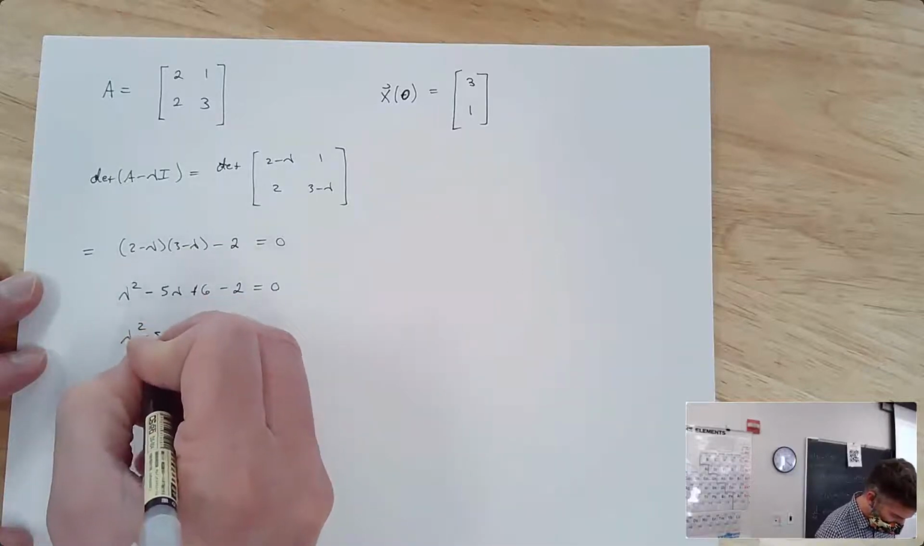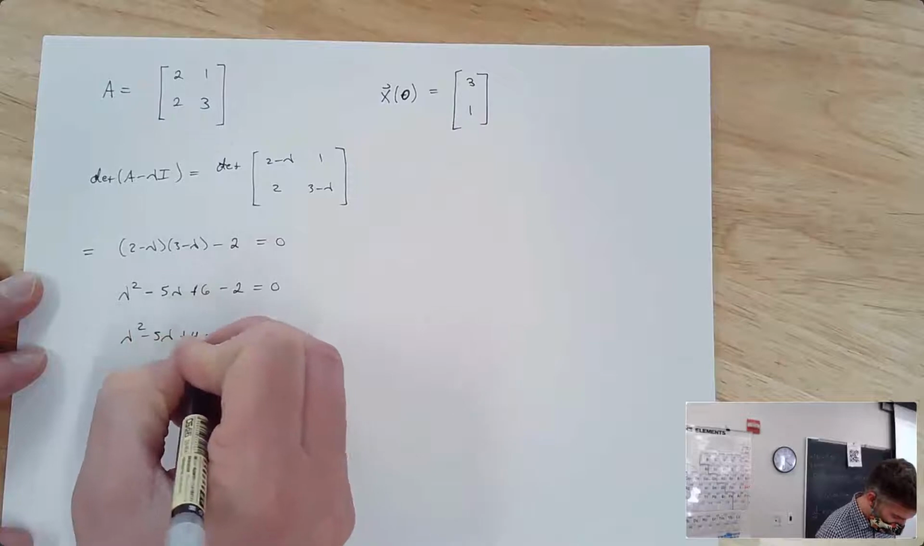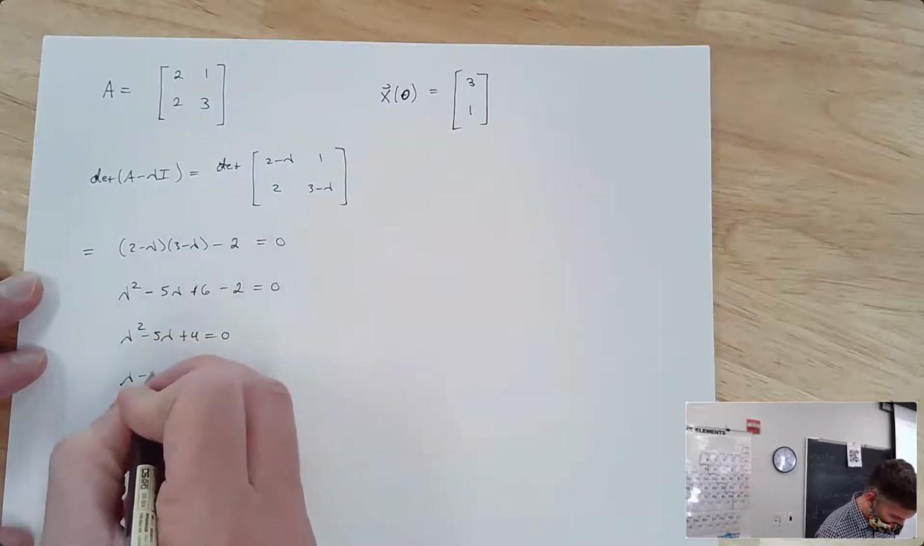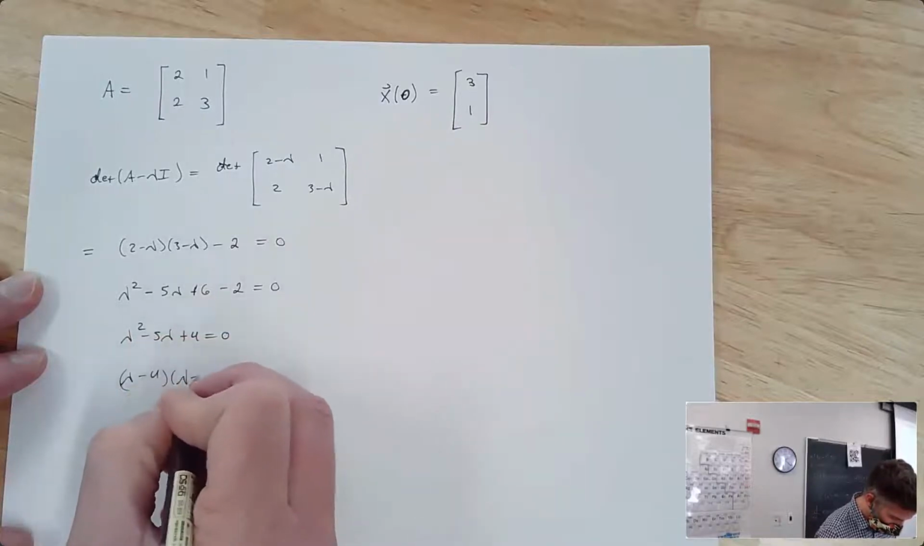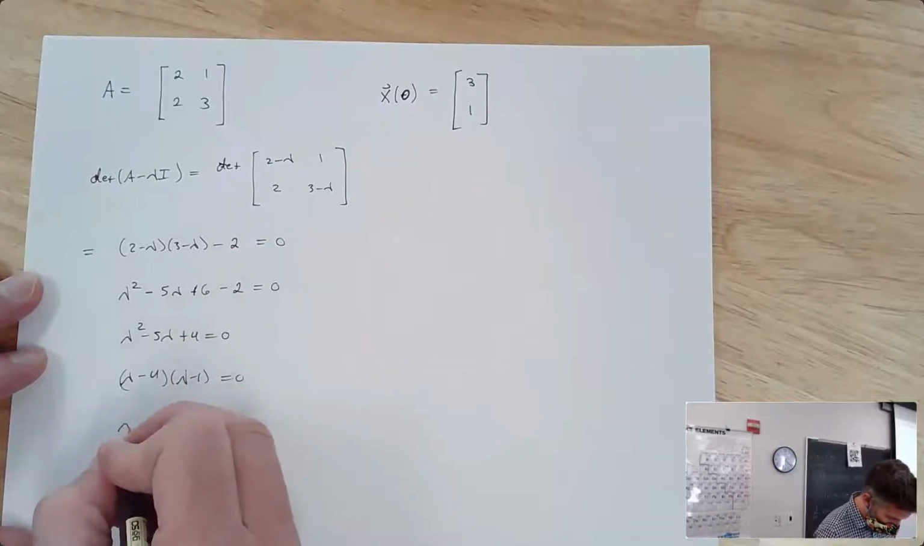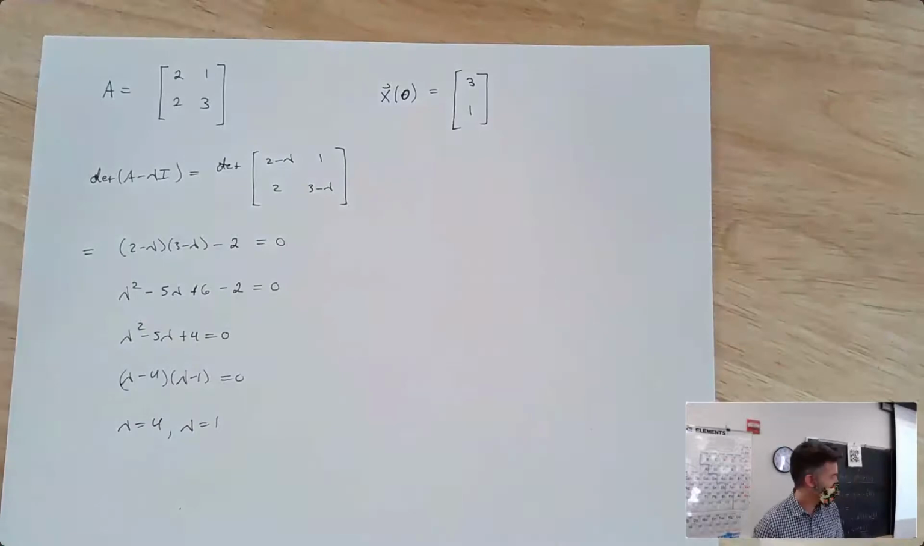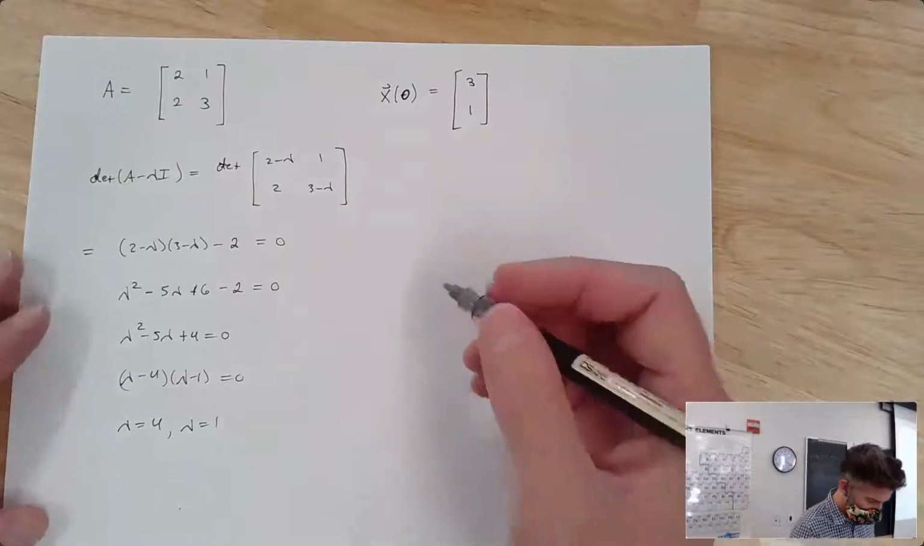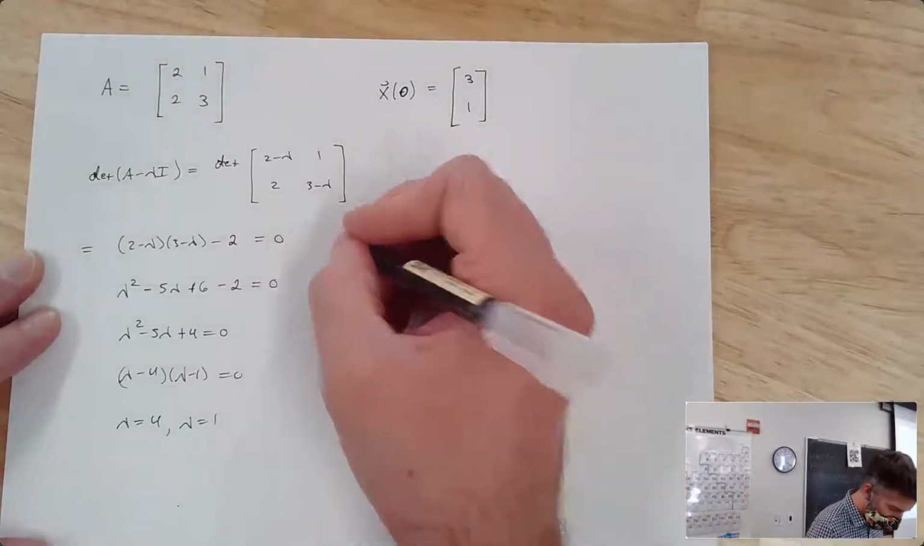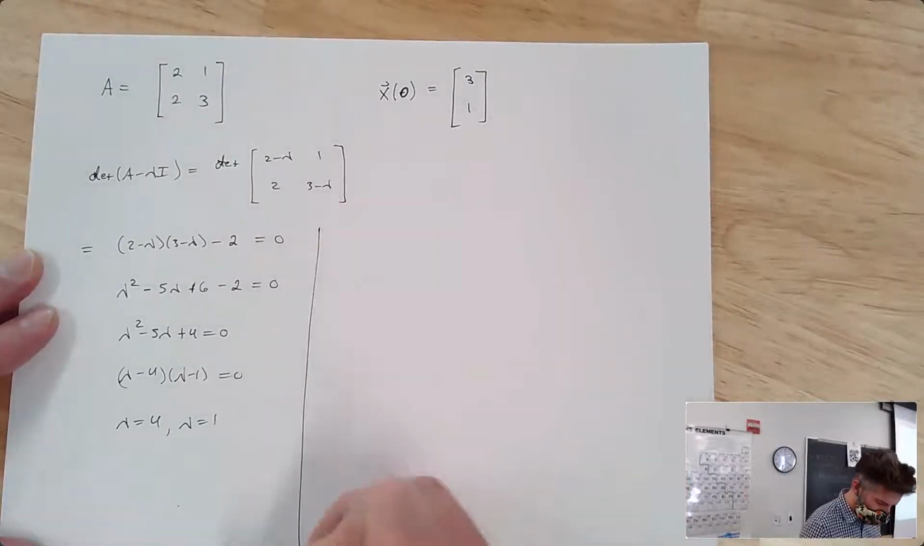Lambda squared minus 5 lambda plus 4. That's going to be (lambda minus 4) and (lambda minus 1). So I'm getting eigenvalues like that. So we already know we have an unstable node, two positive eigenvalues. Great. So now let's go ahead and find the eigenvectors.